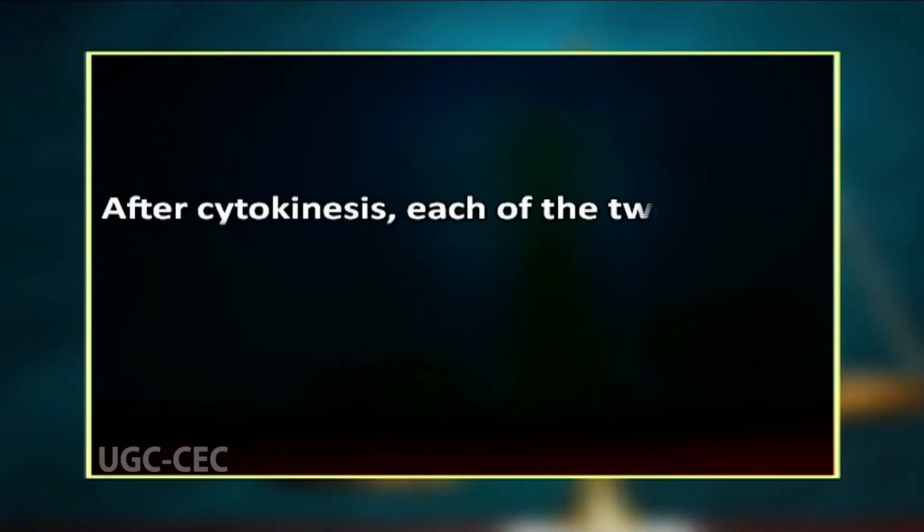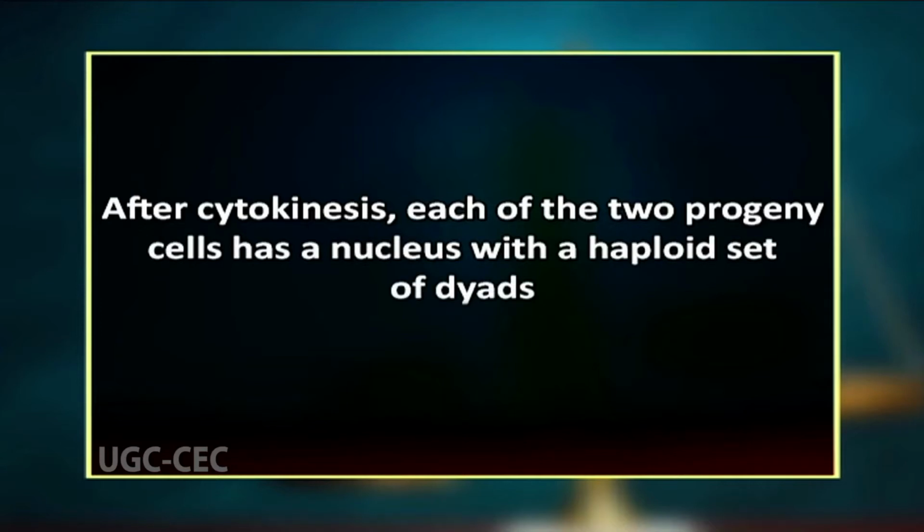Thus, meiosis first, which begins with a diploid cell that contains one maternally derived and one paternally derived set of chromosomes, ends with two nuclei, each of which is haploid and contains one mixed paternal set of dyads. After cytokinesis, each of the two progeny cells has a nucleus with a haploid set of dyads.